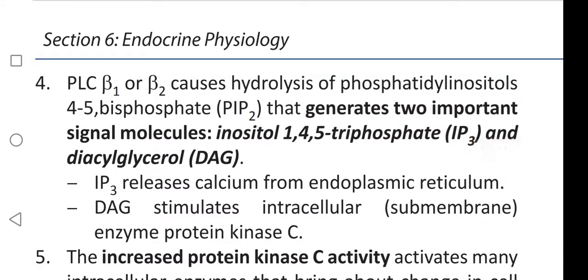Fourth point. Phospholipase C beta 1 and beta 2 cause the hydrolysis of phosphatidyl inositol 4,5-bisphosphate (PIP2), which generates two important signal molecules: inositol 1,4,5-triphosphate (IP3) and diacylglycerol (DAG).